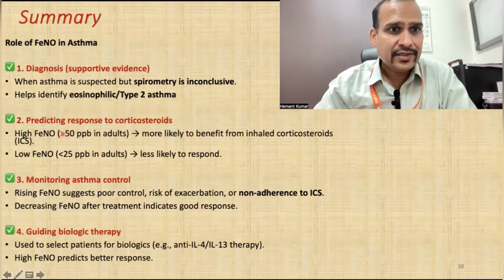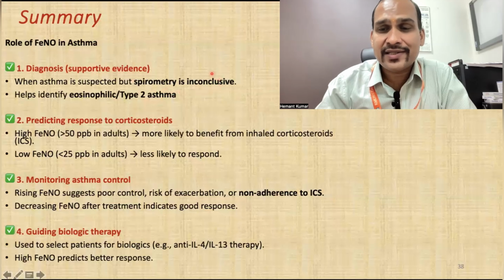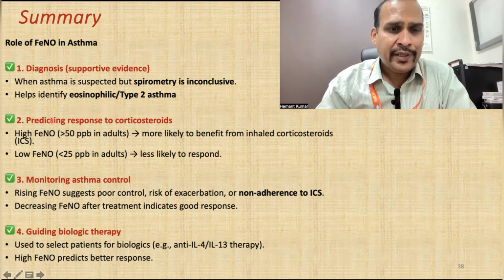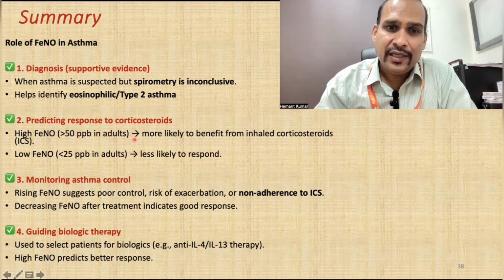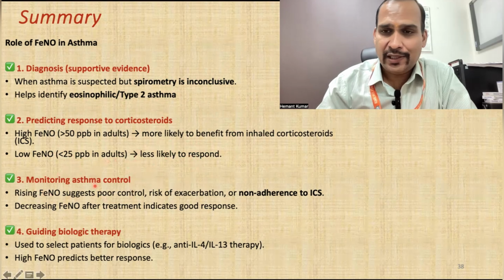So to summarize, the role of FeNO in asthma: first, diagnosis, because it shows type 2 inflammation, especially helpful when spirometry is inconclusive, to identify type 2 inflammation or eosinophilic type of asthma. Second, predicting response to corticosteroid. If FeNO is more than 50, the patient will benefit from inhaled corticosteroid. If lower than 25, the patient will not respond. Third, monitoring asthma control, especially in those non-adherent to ICS.